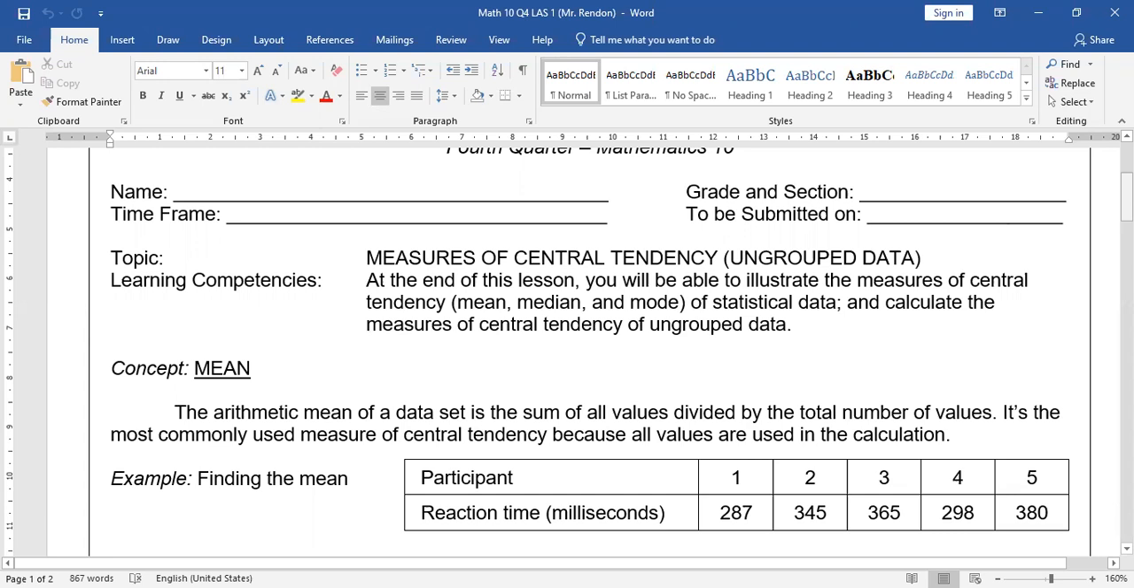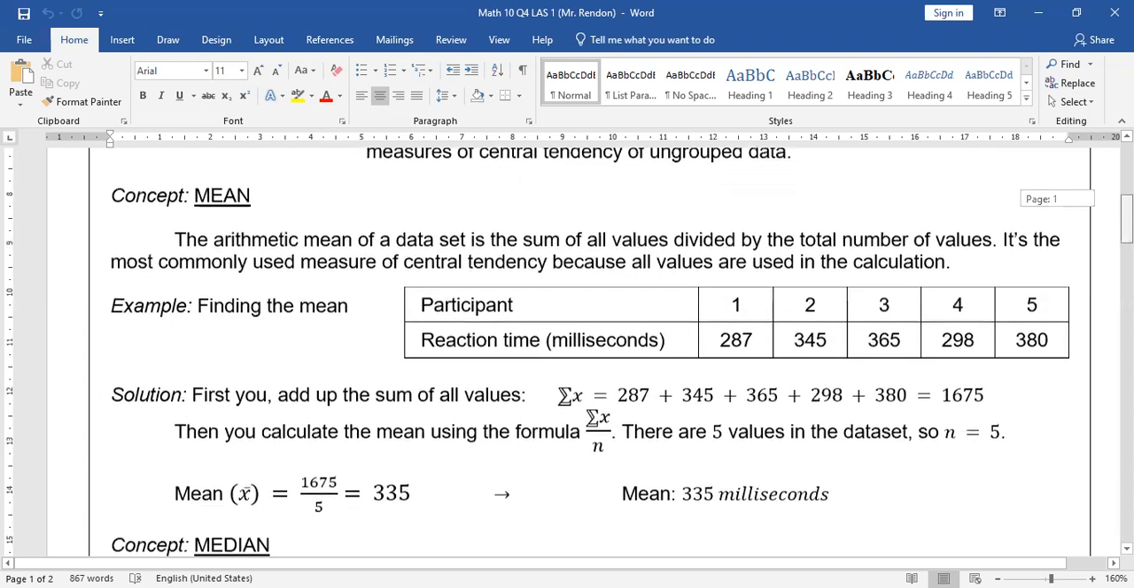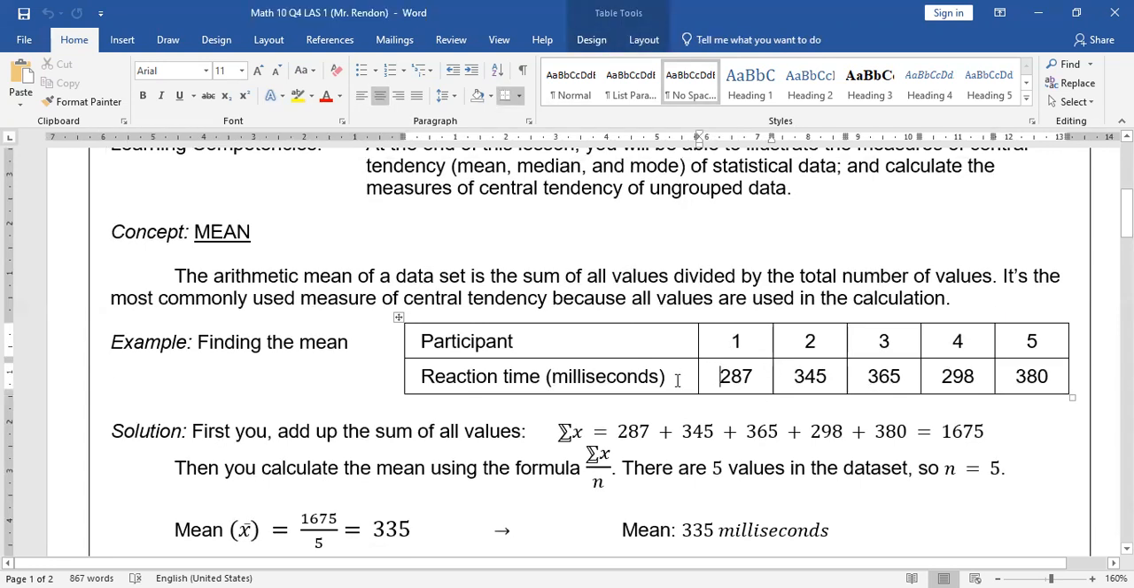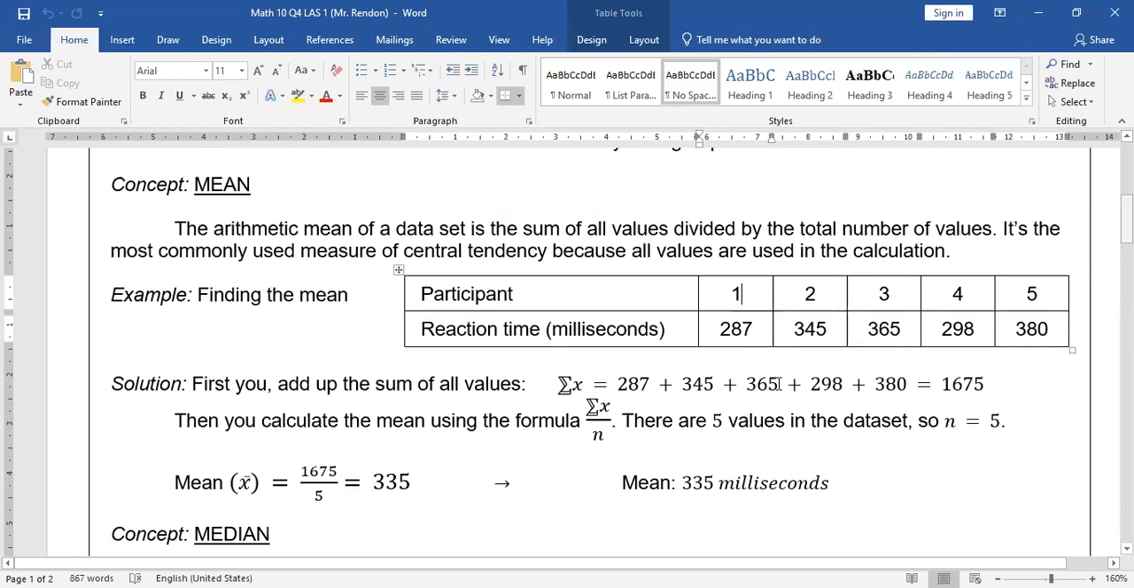Okay, so let's have this example. Finding the mean. You have here on the table 5 participants, and under each is their reaction time in milliseconds. So for participant 1, 287, 345, 365, 298, and 380. For the solution, we are asked to find the mean of this given data set.